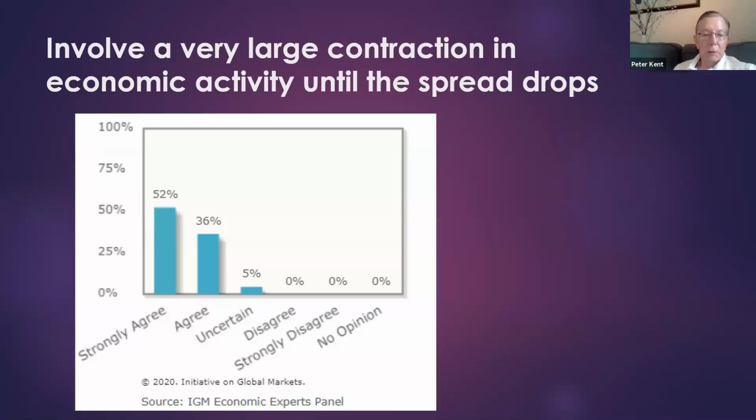And this is a series of, I found this one, a bunch of economic experts, and basically over 90, maybe 95% of them agree that there'll be a very large contraction in economic activity until the spread drops. So when is the spread going to drop?